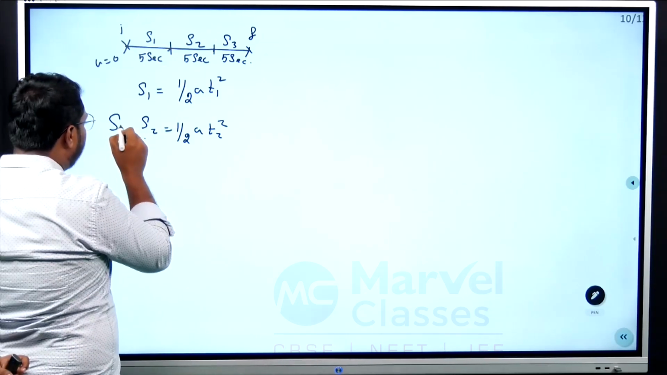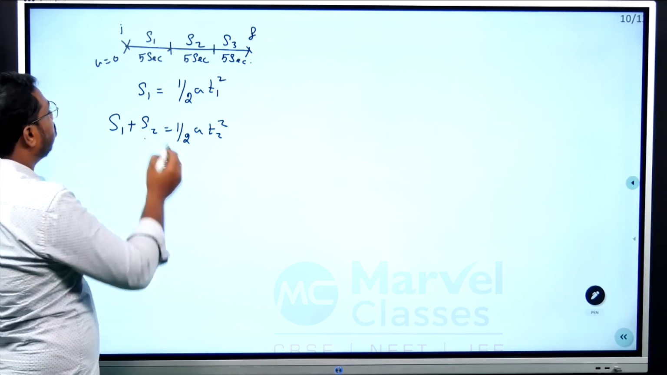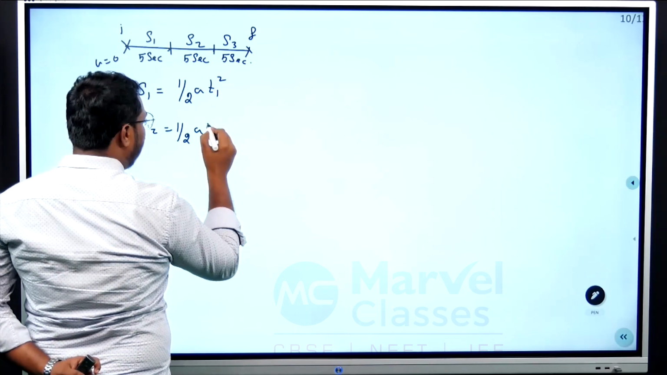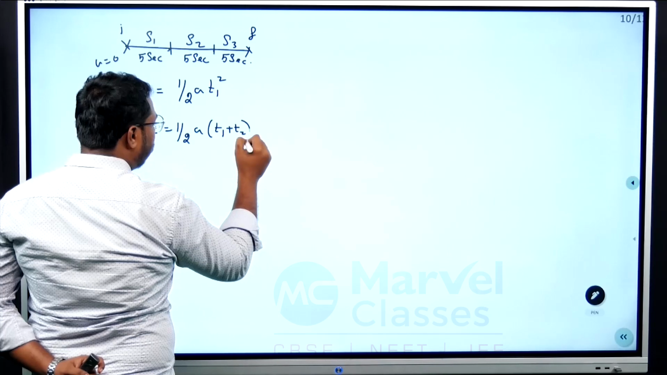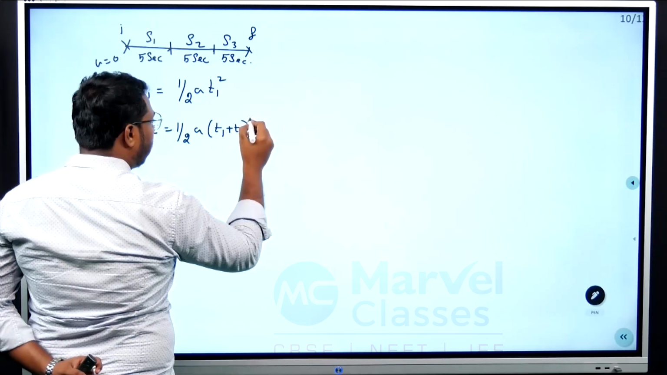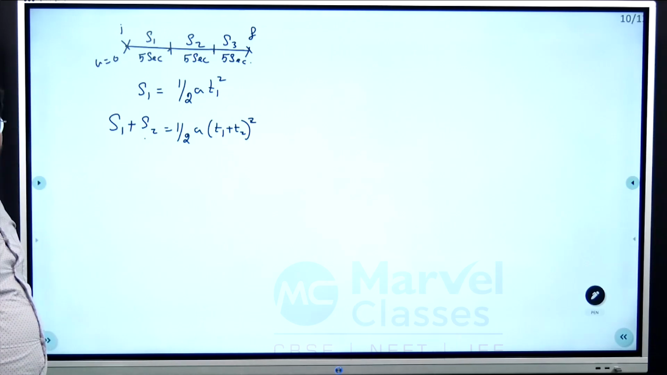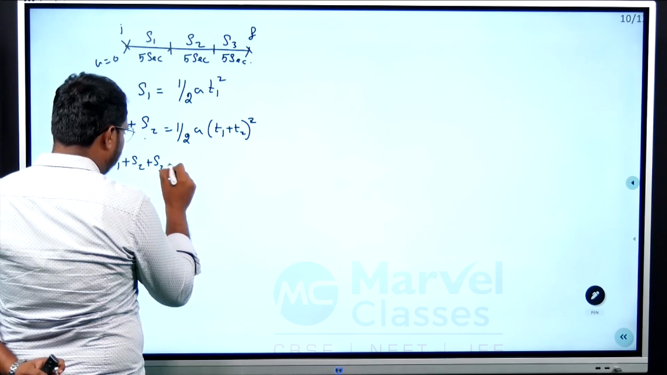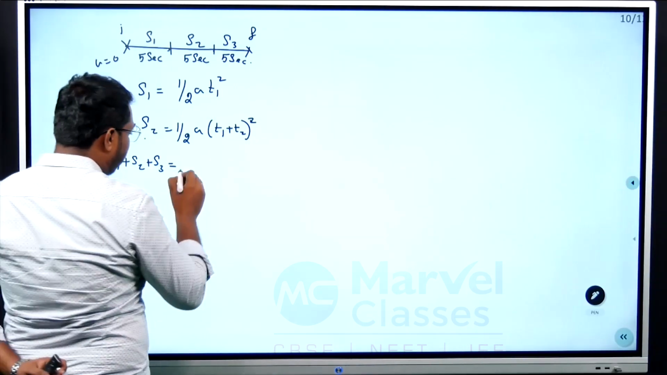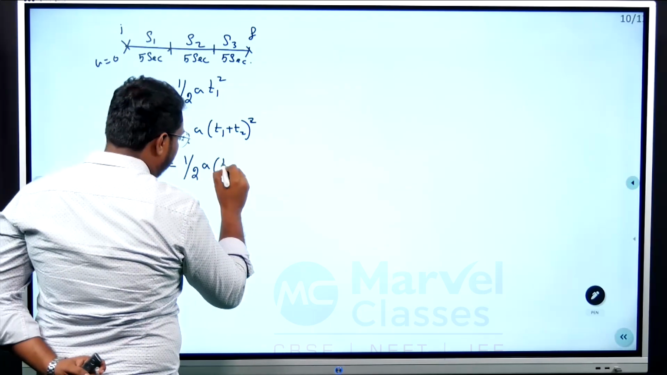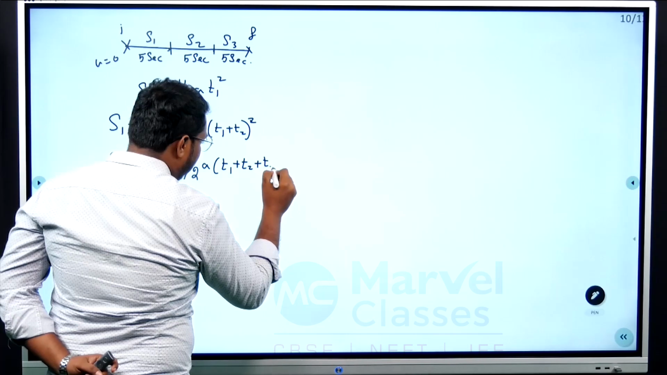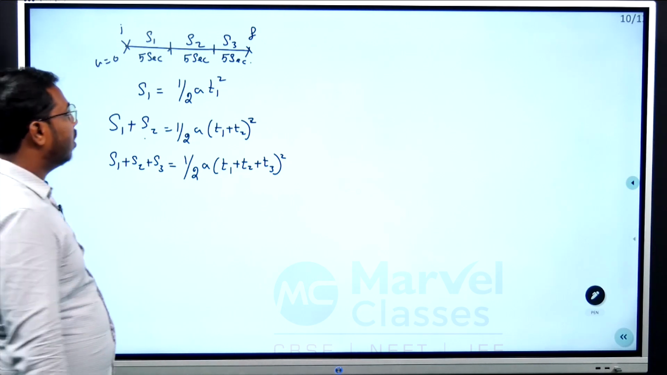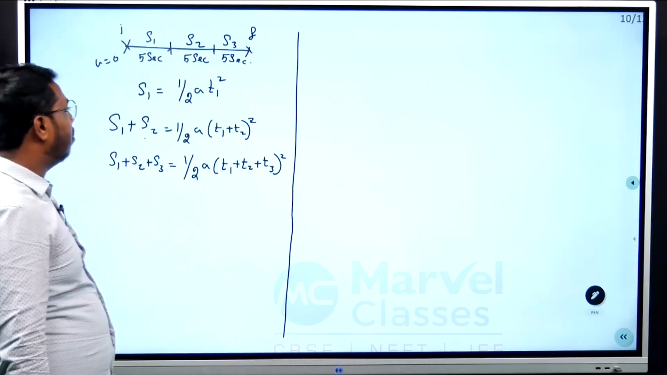So you have to write it like this: S1 plus S2, all the way from the beginning, equals 1 by 2 times A into (T1 plus T2) the whole squared. Likewise, S1 plus S2 plus S3, the whole displacement, equals 1 by 2 into A into (T1 plus T2 plus T3) the whole squared. This is the way to frame the equations.